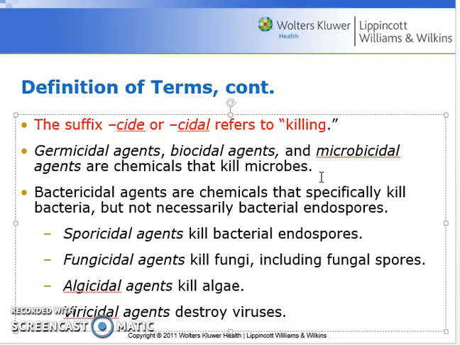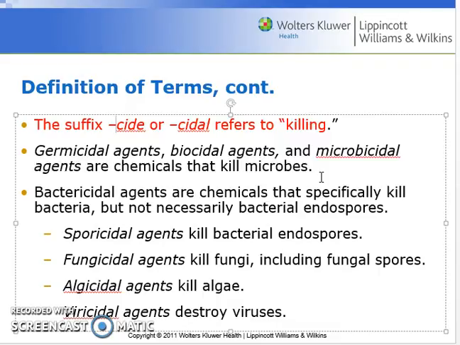Okay, so not all agents that are used for decon purposes kill microbes. Some of them just simply inhibit the growth, so the bacteria will still be there, but it will no longer replicate. So it doesn't really kill on contact.